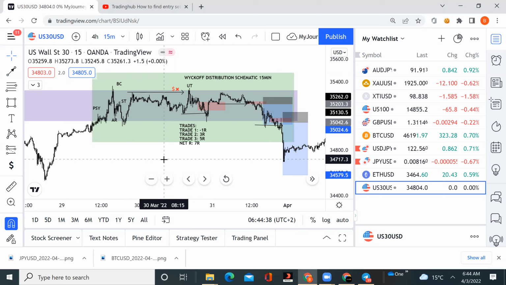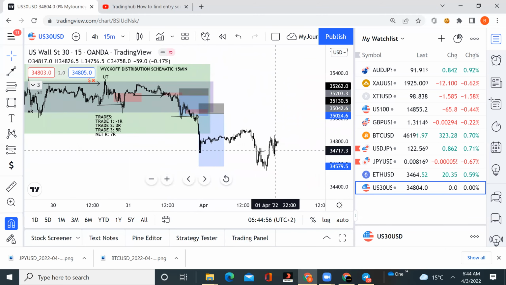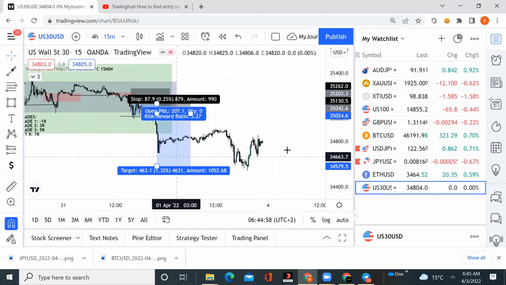Here, as an example, I've shown you that we actually had a Wyckoff distribution schematic at that order block area, and we were able to capitalize on that. After the UTAD, after the UT there, we got a few setups, very clear pushes to the downside. The first one didn't work out, but the other two gave us pretty good RR. You could have also capitalized here again.